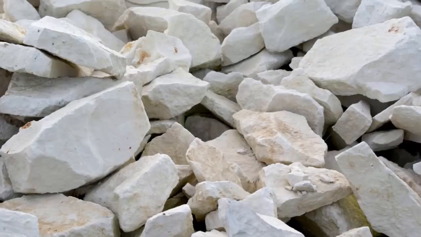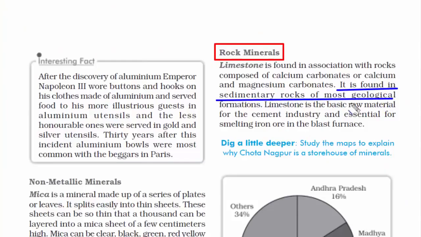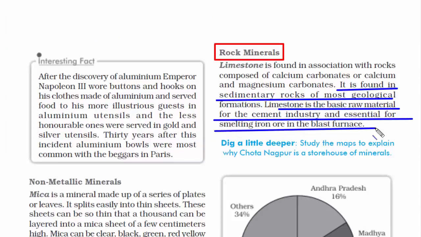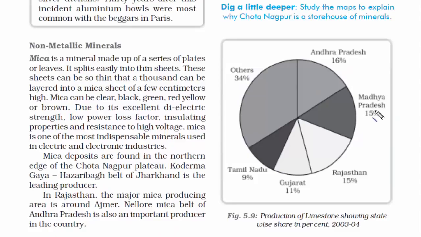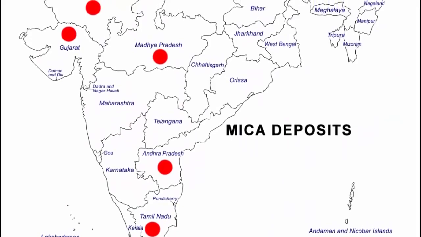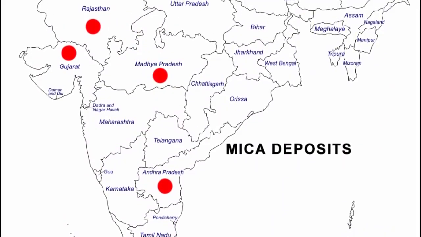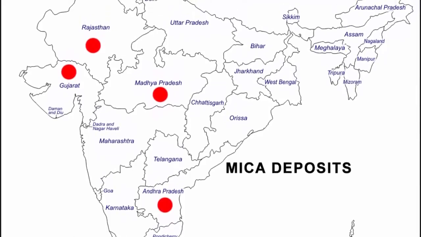It is found in sedimentary rocks. Limestone is the basic raw material for the cement industry and essential for smelting iron ore in the blast furnace. Limestone is found in the region of Andhra Pradesh, Madhya Pradesh, Rajasthan, Gujarat, and Tamil Nadu.